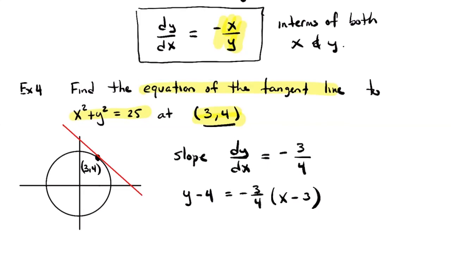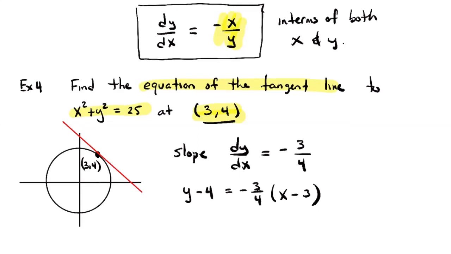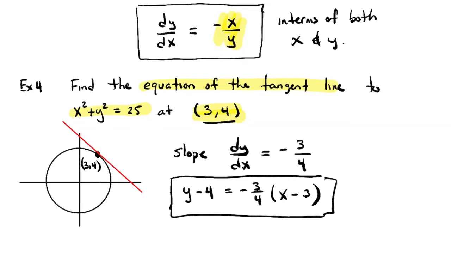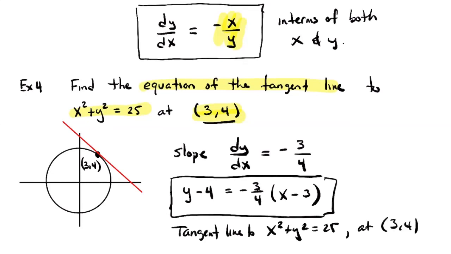And you can leave it like that if you want to, or if you want to get y equals, you put it in y equals mx plus b form. I think for purposes of keeping this video short, I'm going to take this as my answer. I'll just leave it in point slope form. So that's the tangent line to the circle x squared plus y squared equals 25 at the point (3, 4).